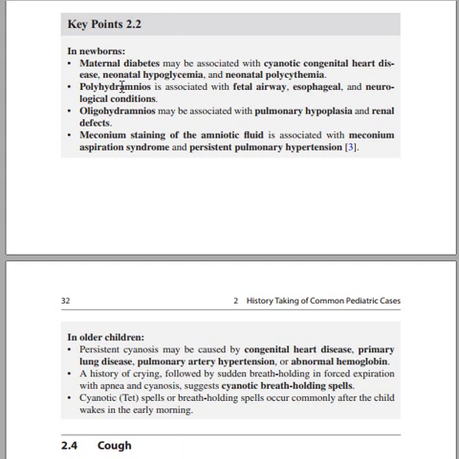By that time of 26 weeks of gestation, the heart is fully matured. All organogenesis occurs in the first trimester. So it's impossible for you to have cyanotic congenital heart disease if you have a mother with gestational diabetes.